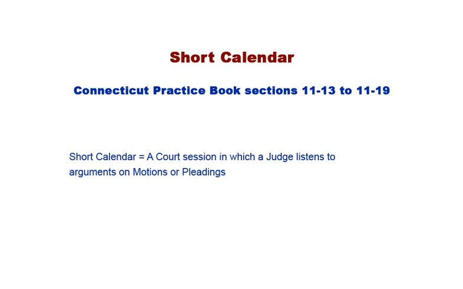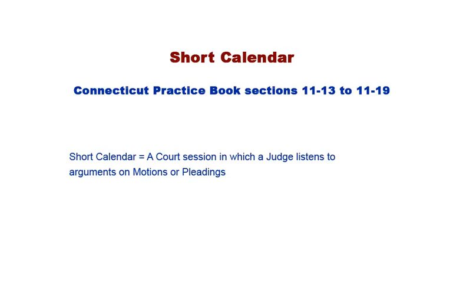Short calendar. Sections 11-13 to 11-19 of the practice book talk about the short calendar. Section 11-13 states, "Unless otherwise provided in these rules or ordered by judicial authority, all issues of law must be placed on the short calendar list." Civil short calendars are issued by each judicial district. Separate calendars are issued for arguable matters and non-arguable matters. The short calendar notice marking instructions must be followed to have your motion acted upon.